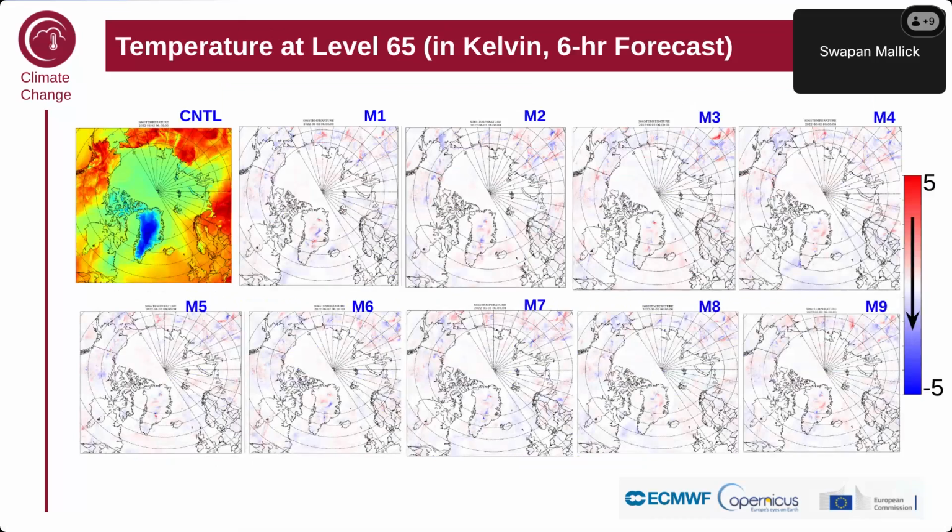This is one representation of the temperature at level 65, which is near surface, 6 hour forecast. Here we can see the one control member and the other nine members. This is the difference between the control and each member. So we can see that there is a slight difference for temperature at level 65. The ensemble spread is quite high in different regions.